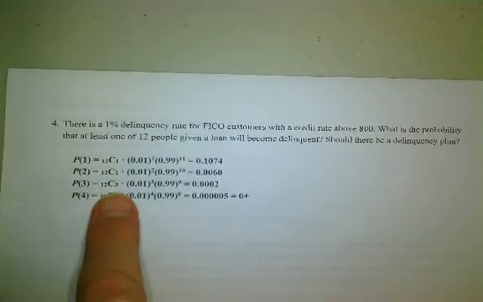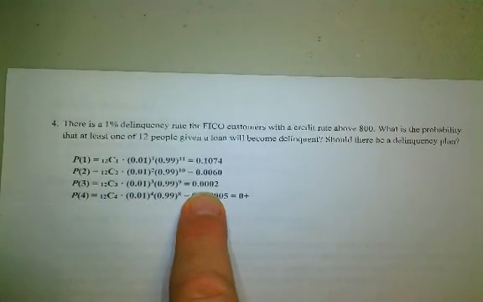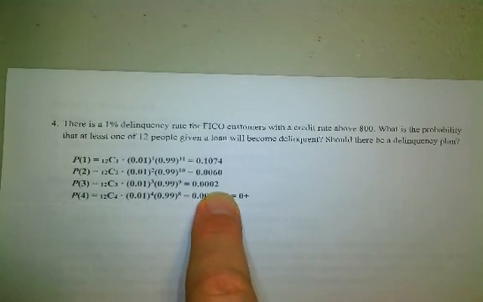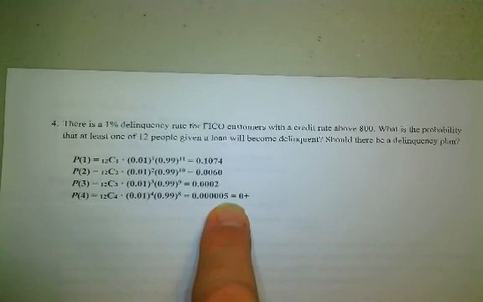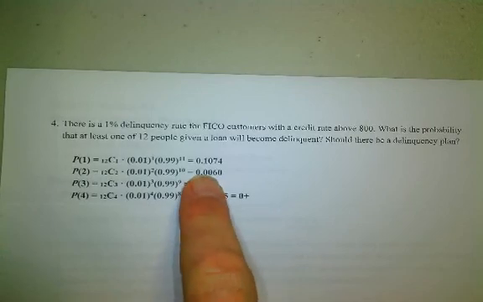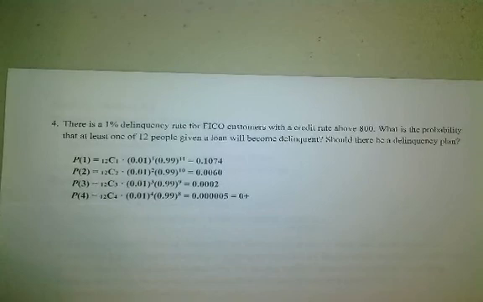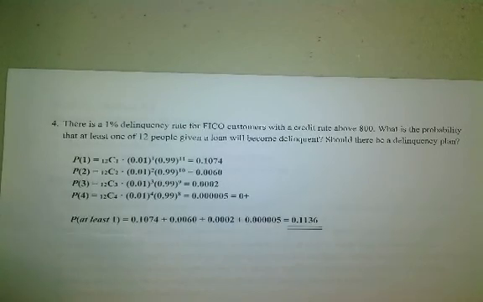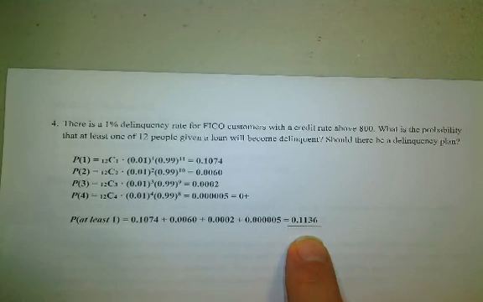Notice when we did the calculation, once we got to 3, we're at 0.0002, so that would be the 0 plus. This would also be a 0 plus. Notice how many zeros. And so we end up with 0.1074, 0.006, and so if we added them up, we would get to 0.1136 for at least 1.